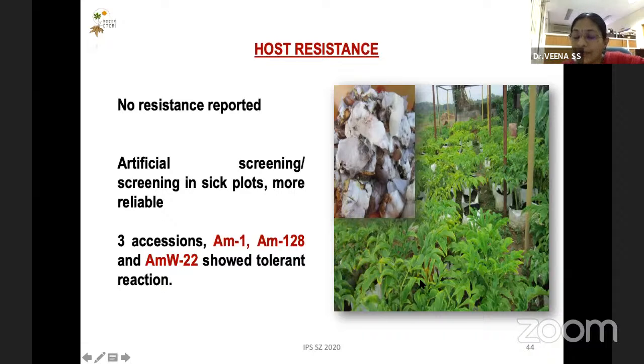After all this, only 3 accessions, these are wild accessions: AM1, AM128, and AMW22. These are the only 3 accessions that show some tolerance to Sclerotium rolfsii.